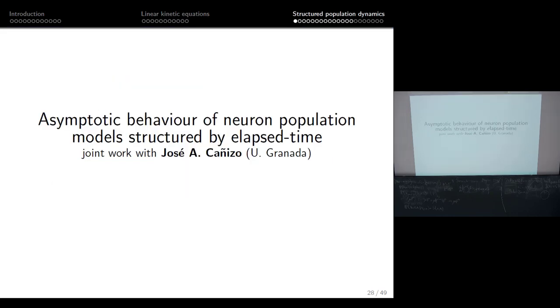So now I have a bit of time to talk about how we can apply these kinds of results to equations like models coming from population dynamics. This is joint work with my PhD supervisor. It is applied to neuron population models structured by elapsed time.